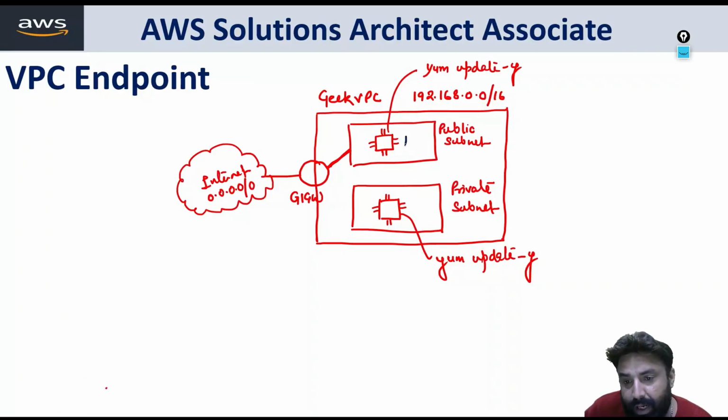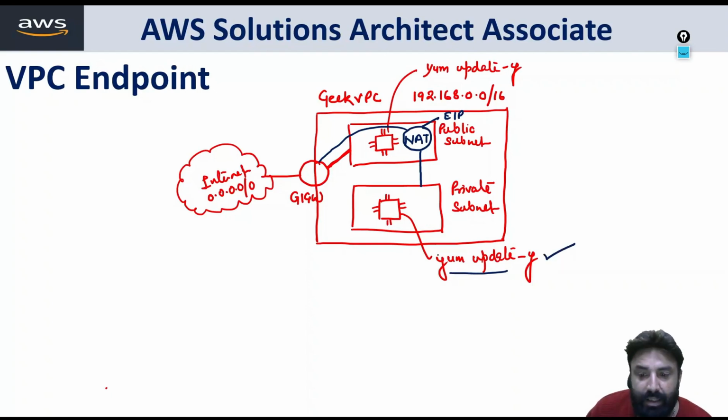So what we do, we deploy NAT gateway in a public subnet. We give elastic IP. We have already talked on all these things. And then we connect this NAT gateway to our private subnet. Now via NAT gateway through internet gateway, if I type the same command, I'll be able to update myself.